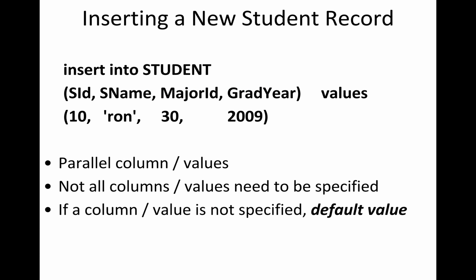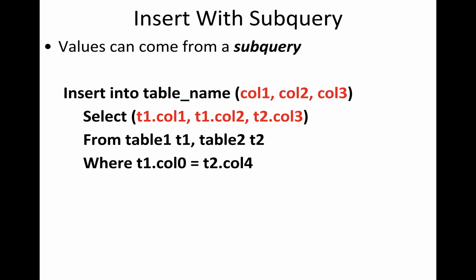Here's an example of inserting a brand new student record. The student ID, the name, the major ID, and the graduation year. And here are the values: 10, Ron, 30, and 2009. Not all values need to be specified. If you don't specify them, it will use the default value for that particular record.